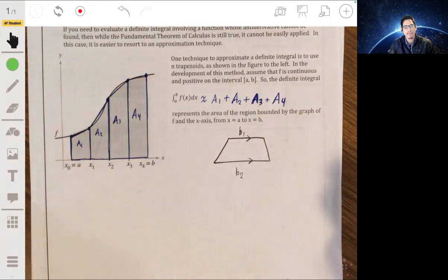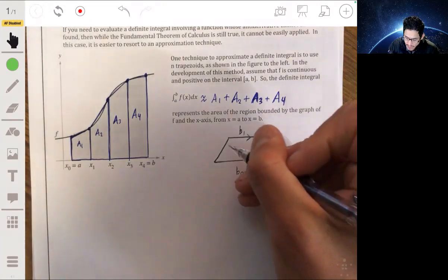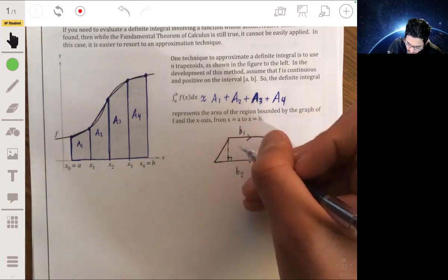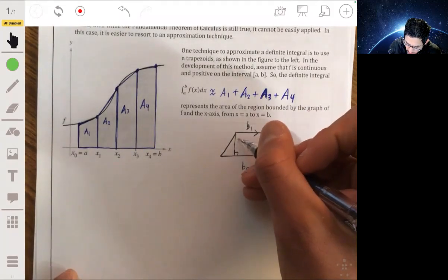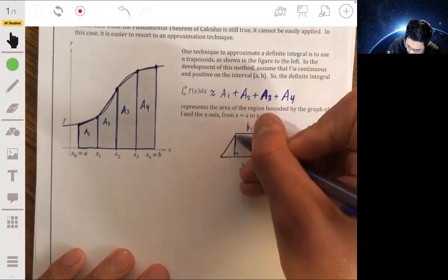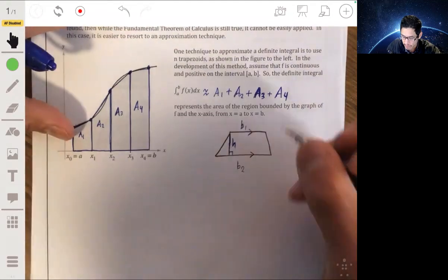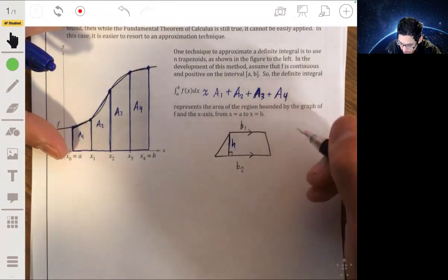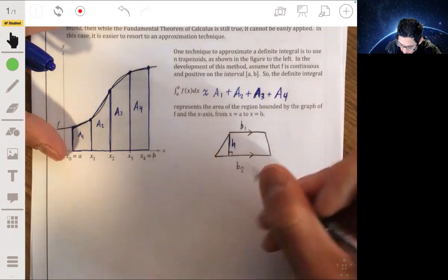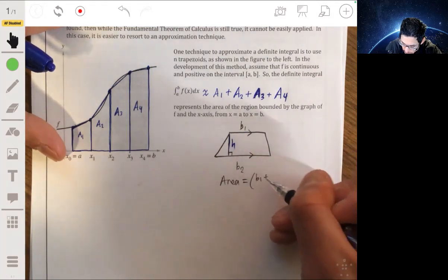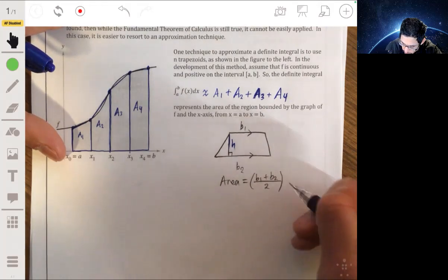And to find the area of a trapezoid, we'll take the average of the bases multiplied by the height. But remember, the height has to be the length of a perpendicular segment. So the length of this would be the height, for example. The length of this perpendicular segment would be the height of this trapezoid. And so the area would be B1 plus B2 over 2 times the height.